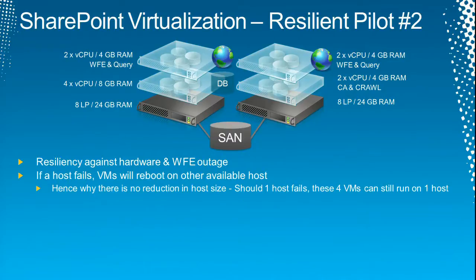If a host does fail, VMs will reboot on another host. So that's why I haven't reduced the host sizes. Okay, because we will allow all the VMs now to run on one host. So we've introduced quite a good level of resiliency there. Introducing that SAN and offloading our VHDs from direct attached storage onto the SAN may give us a performance benefit as well. You would hope so. I'm sure the SAN vendors out there would like to think so.